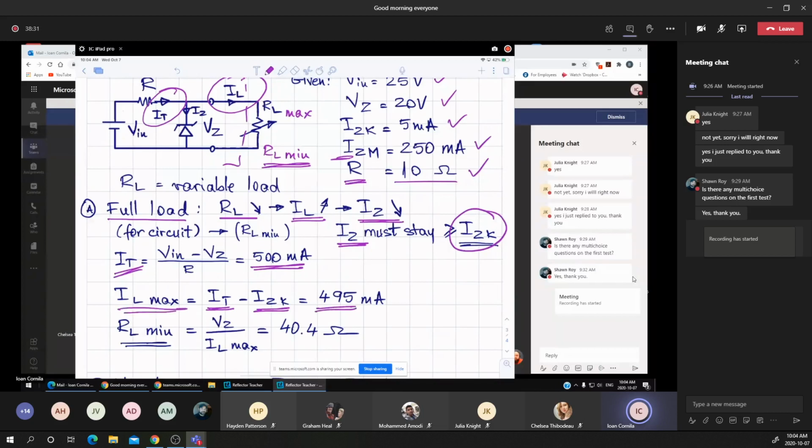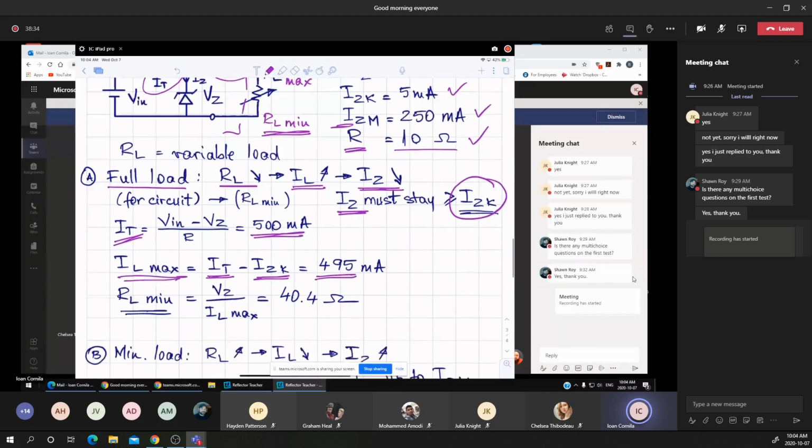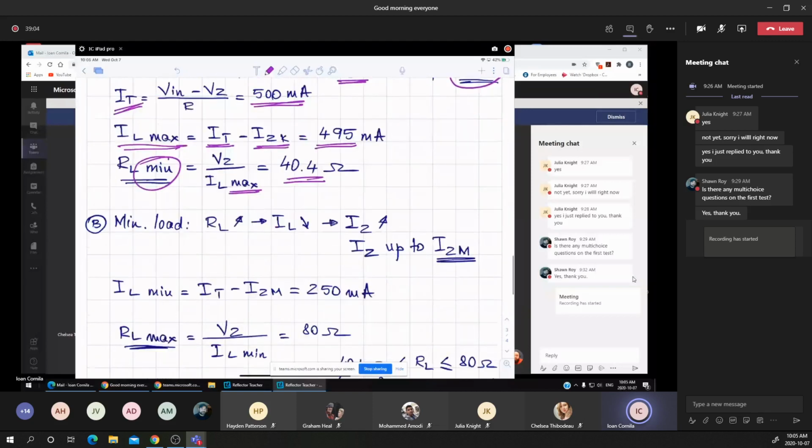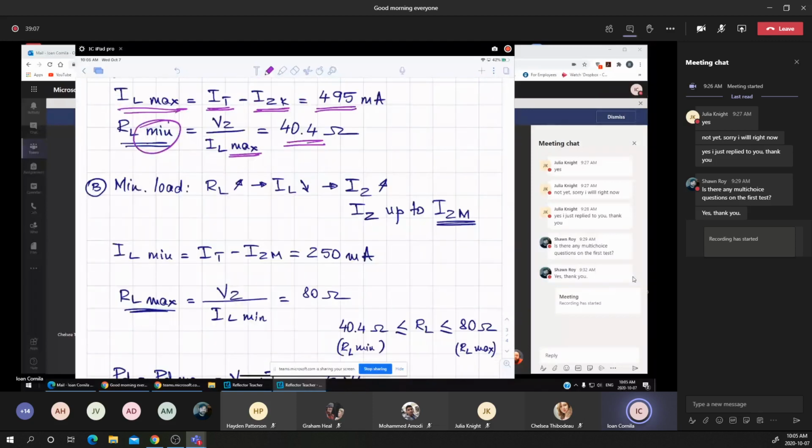Once we have the IL max, we can determine the minimum resistance value for the load, or the RL min. The VZ, that's the voltage across the RL, divided by the maximum current. You notice that I'm using the maximum current to determine the minimum resistance value, which is 40.4 ohms. Means that I have one of the two values for the load resistance. Okay. Now, when the load is minimum, I'm not saying a short circuit because I cannot short circuit the load.